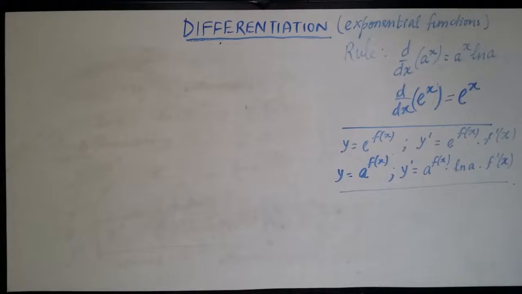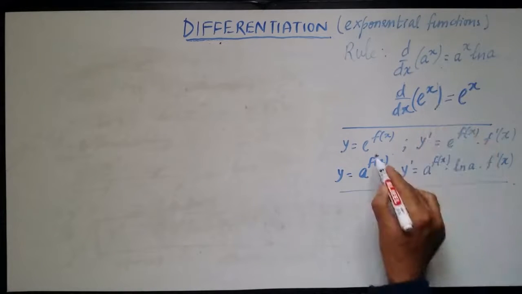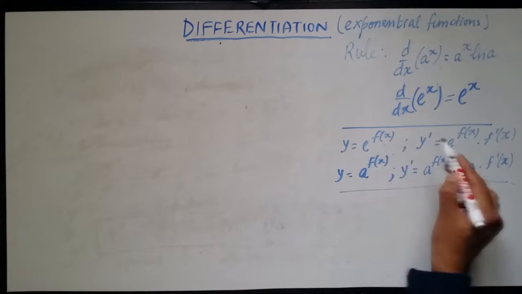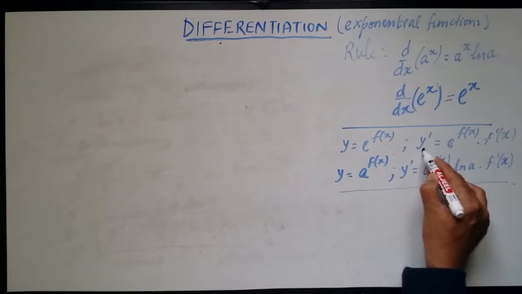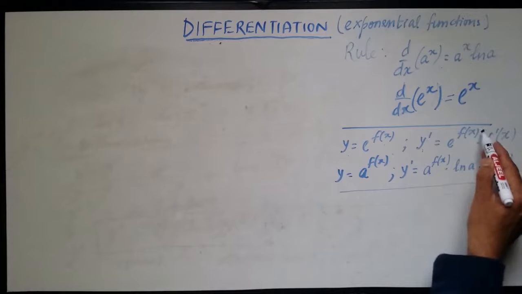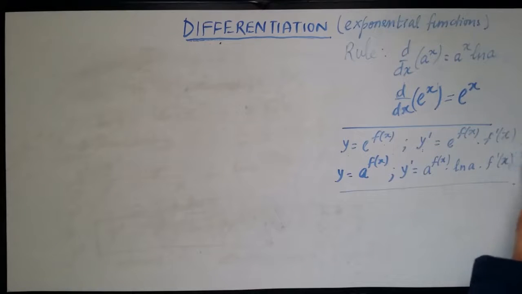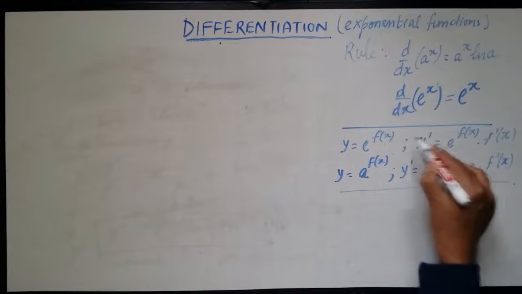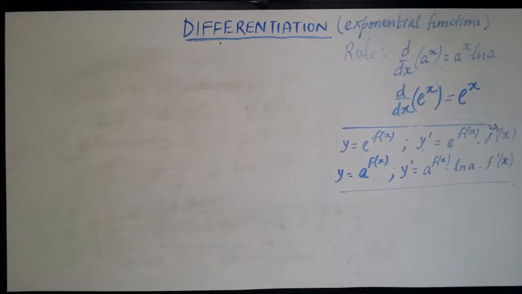So what happens when we have a function of x instead of x? If we have e to the power f(x), the differentiation of that is e to the power f(x). It remains as it is, and we multiply it with the differentiation of that function. So we just have to multiply it by the differentiation of that function.